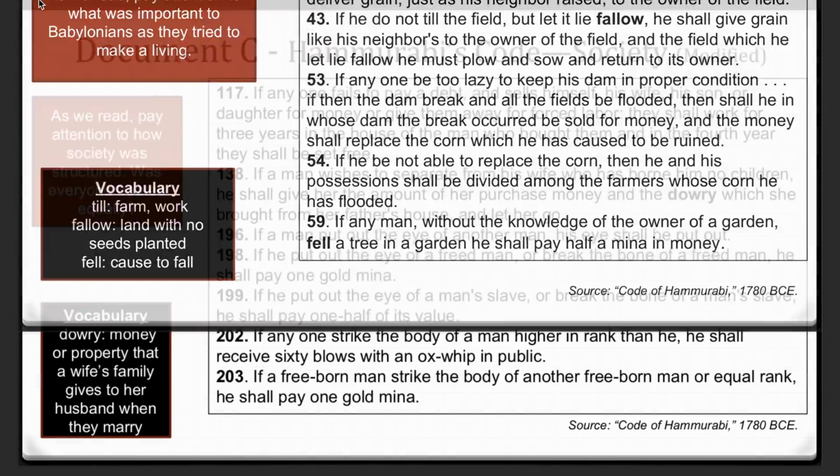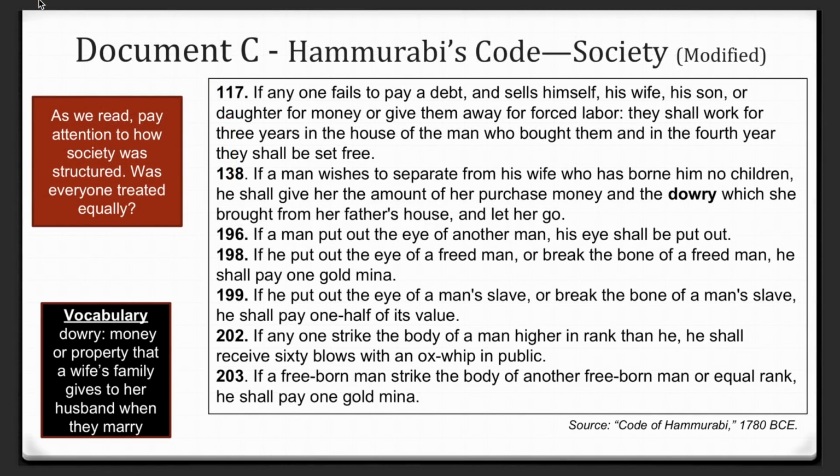Okay, so we're going to look at document C as well, and this is still the same document, it's just a different section of the code. And as we read, I want you to pay attention to how society was structured. Was everyone treated equally? The only vocabulary that might give you some trouble in here would be dowry. And again, I'm not going to walk you through what it's telling us about society. I will read it. If you want, you can pause it. You don't have to listen to me read. Just read it on your own. But you will want to know what we can learn about the society for the exit ticket.